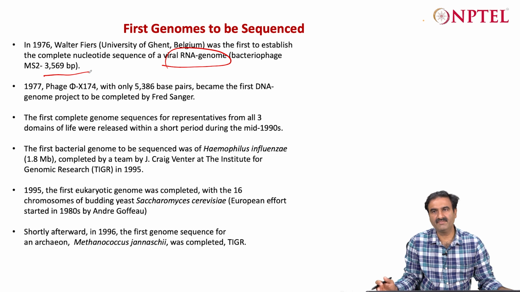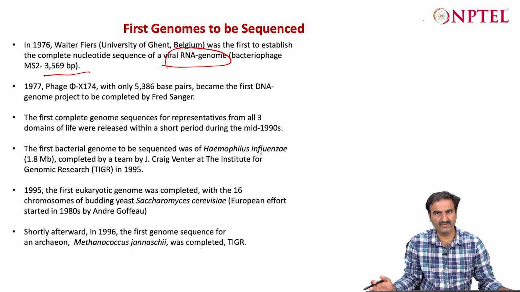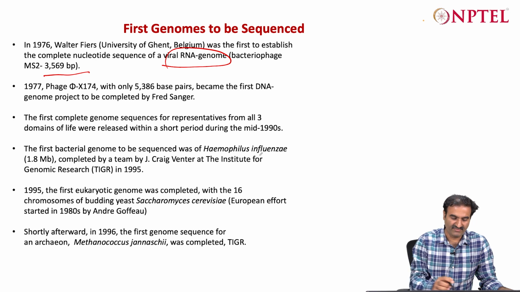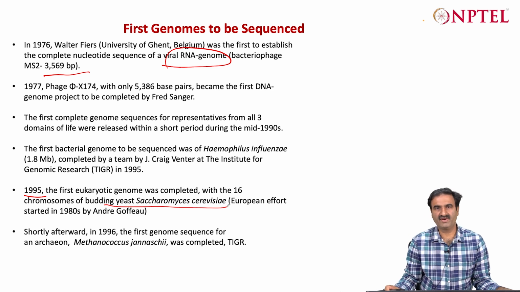After that, they started attempting genomes from all domains of life, and they followed it up with the smallest bacterial genomes. Haemophilus influenzae was one of the genomes done at the Craig Venter Institute in 1995. At the same time, they were also doing yeast and Drosophila, and making plans to do the human genome. The first eukaryotic genome came in 1995, of yeast Saccharomyces cerevisiae, which contained 16 chromosomes, and it was a big effort at that point of time, followed by the Drosophila genome.